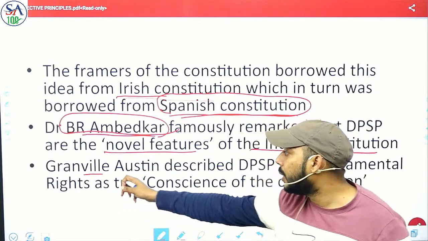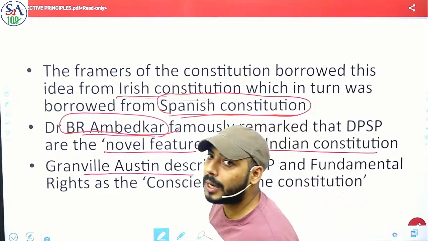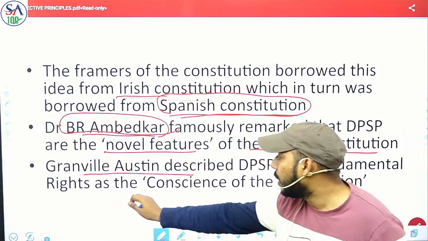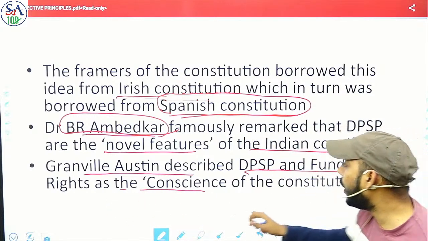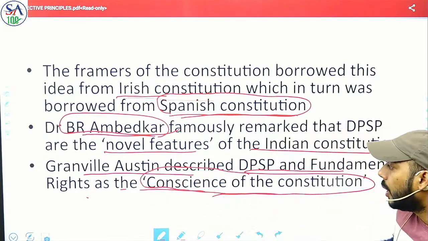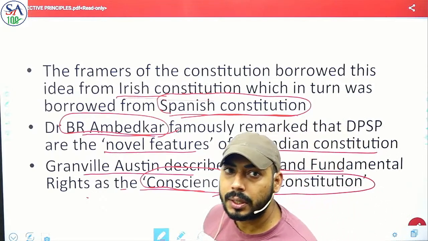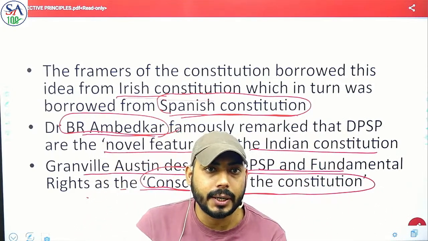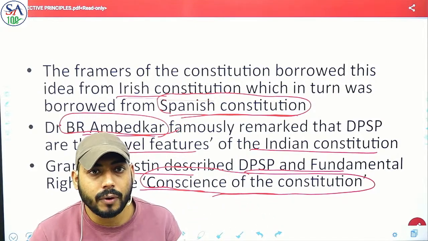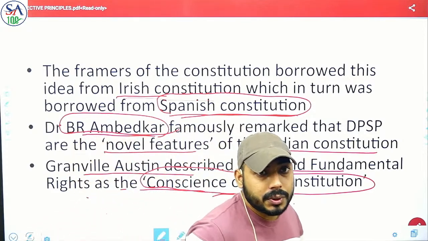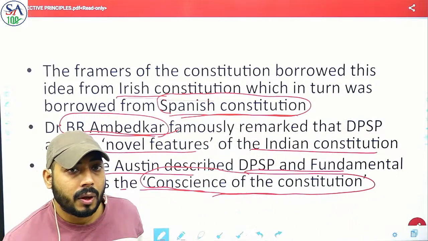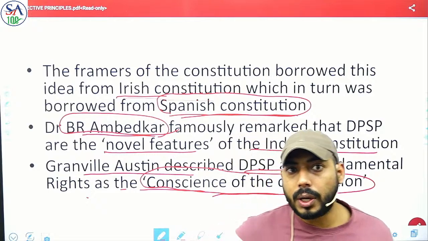Now next is Granville Austin. What did he say about the DPSP? He said that DPSP and fundamental rights are the conscience of the Constitution. In simple words, it means that DPSP along with fundamental rights are the soul of the Constitution. What are they? They are the soul of the Constitution. So this was the basic introduction of the DPSP. One more important thing is there that you need to understand.